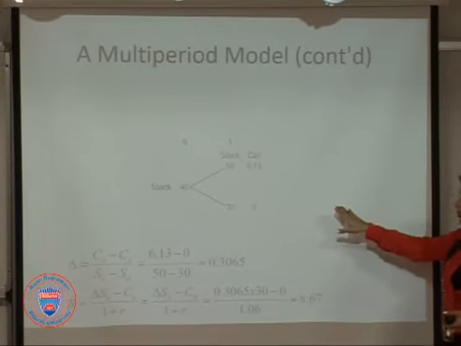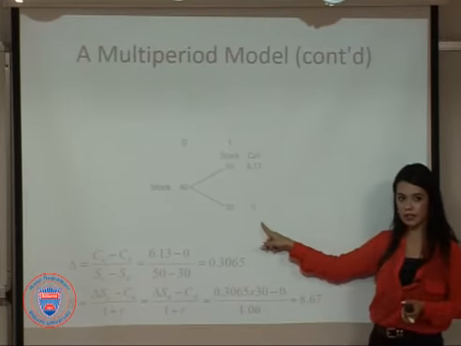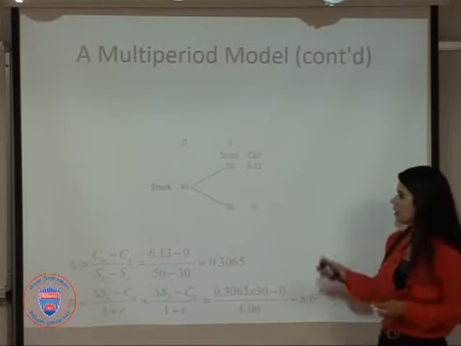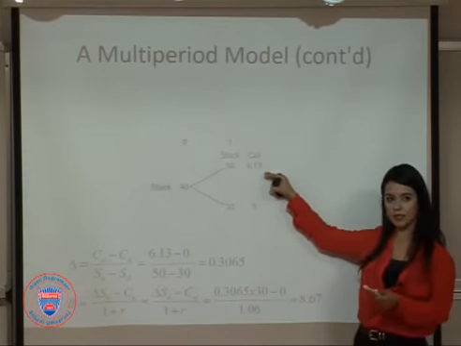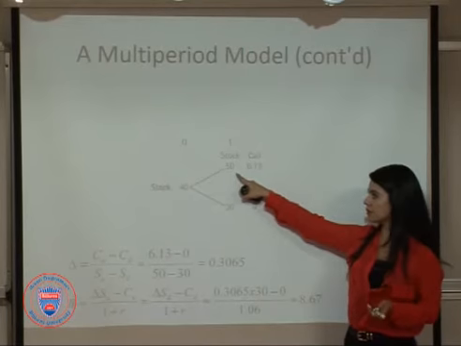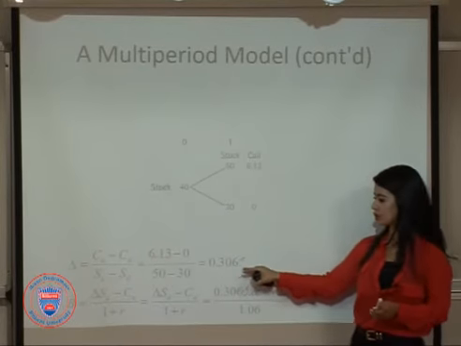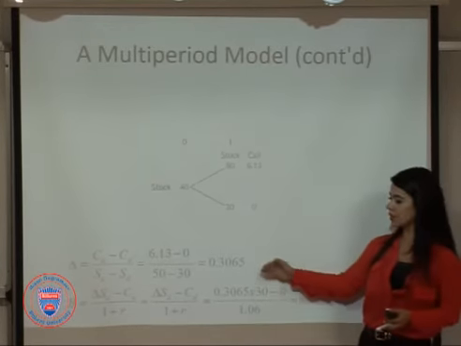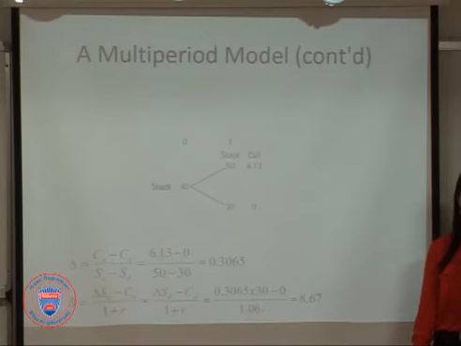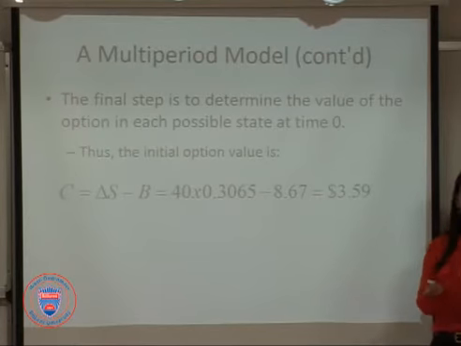So from here, what am I going to do? I know SU. I know SD. I know CU. I know CD. So I'm going to use the same formulas to find the call premium today. So what do I have? In the up state, my call payoff is 6.13. In the down case, it is 0. The stock is worth 50 in the up state, 30 in the down state. So the swing, delta, will be equal to 0.30. Then from here, you can find the borrowed amount using the same formula. The borrowed amount will be 8.67. And then you can calculate the call option value from here, which will be equal to 3.59.